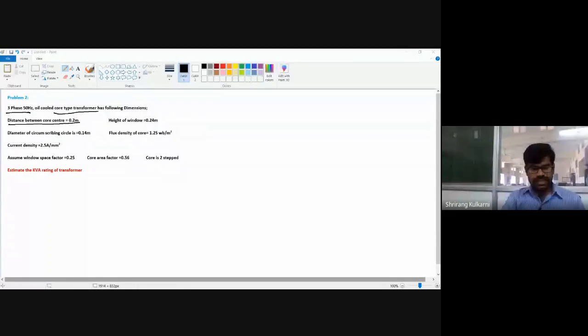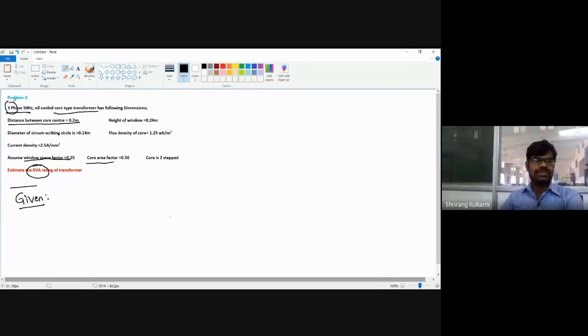In the meantime, I will roughly explain again. The distance between core centers is given, the height of window is given, and the diameter of the circumscribing circle is given. The flux density, current density, window space factor, and core area factor are also given. With this much given, we have to calculate the kVA rating of the transformer. Let us see.